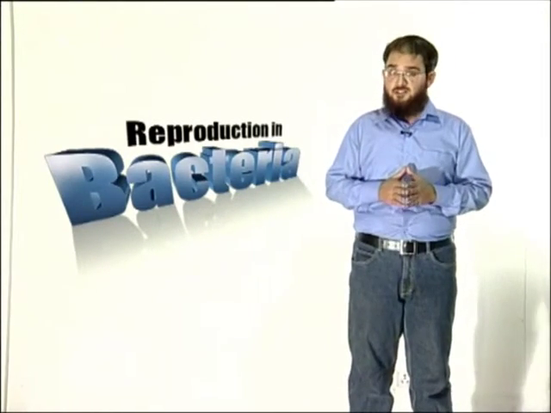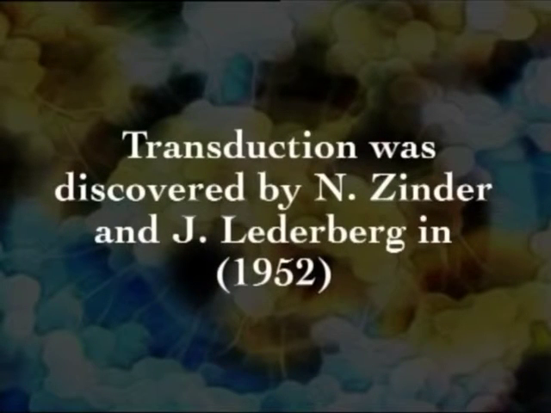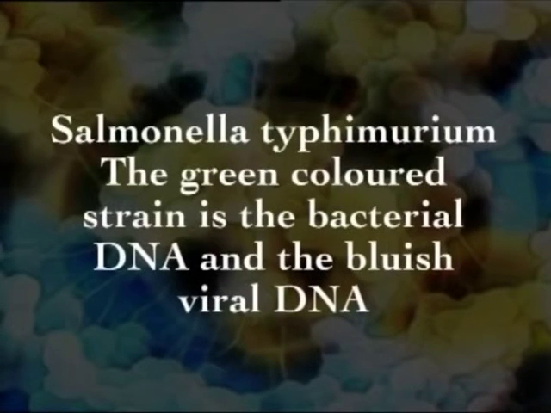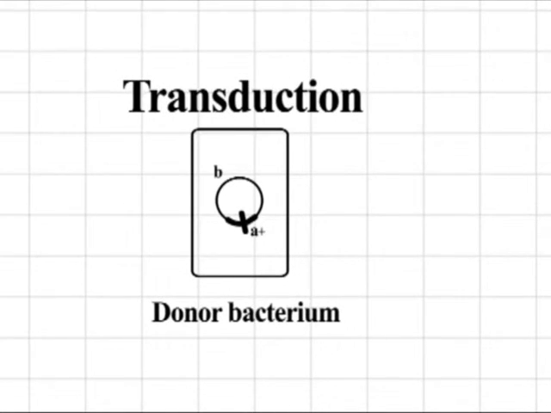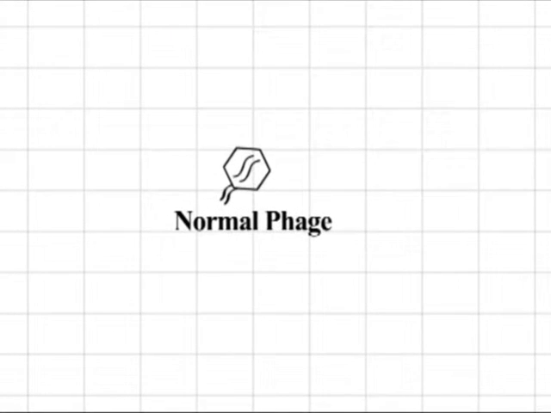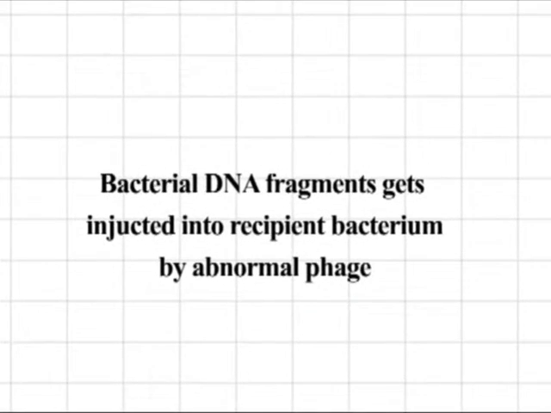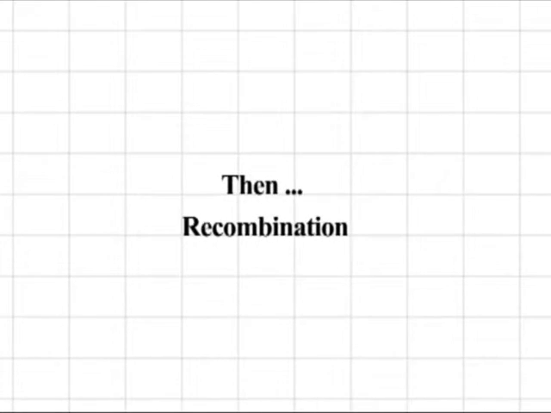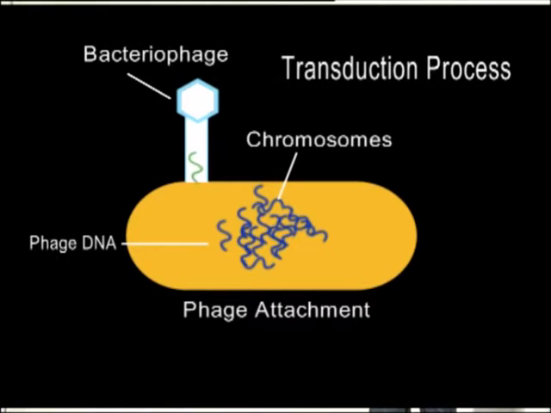Now we talk about transduction. N. Zinder and J. Lederberg in 1952 observed in Salmonella typhimurium, a mouse typhoid bacterium, the transfer of DNA from a donor cell to a recipient cell by bacteriophages. This is what came to be called as transduction. In most cases, only a small segment of the host DNA is transferred. In the graphics, you can see the DNA transfer from a donor to a recipient cell by bacteriophages. Here is the bacteriophage.